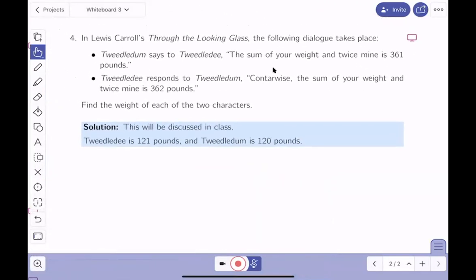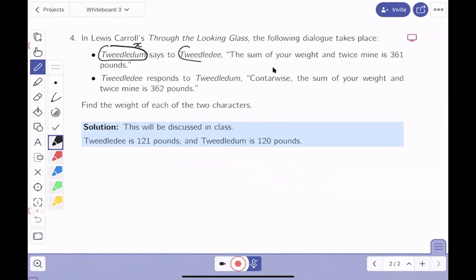Okay, in Lewis Carroll's Through the Looking Glass, the following dialogue takes place. Tweedledum says to Tweedledee, well, I'm going to label these guys here. And it might seem strange to you. I'm just going to call something about Tweedledum, I don't know what they want to know about this guy yet, but something about this guy is going to be X. And something about this guy over here is going to be Y.